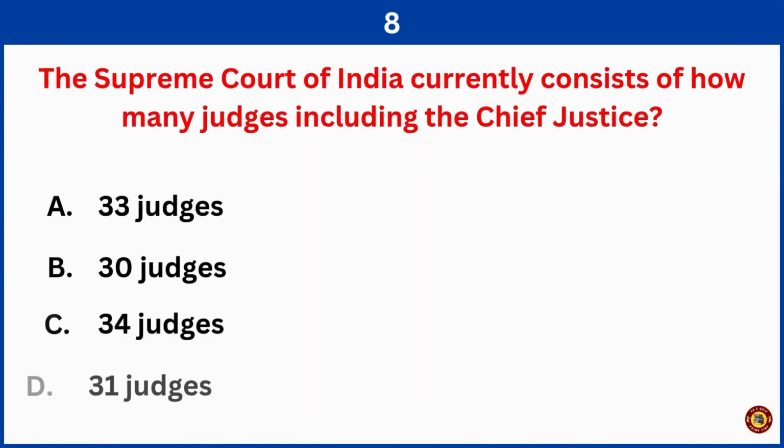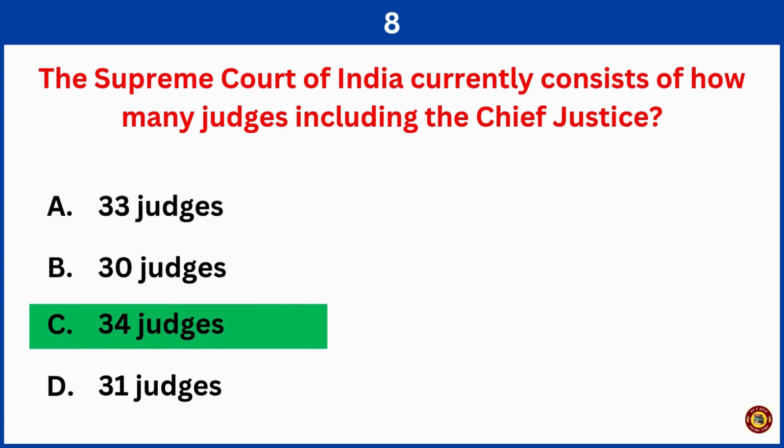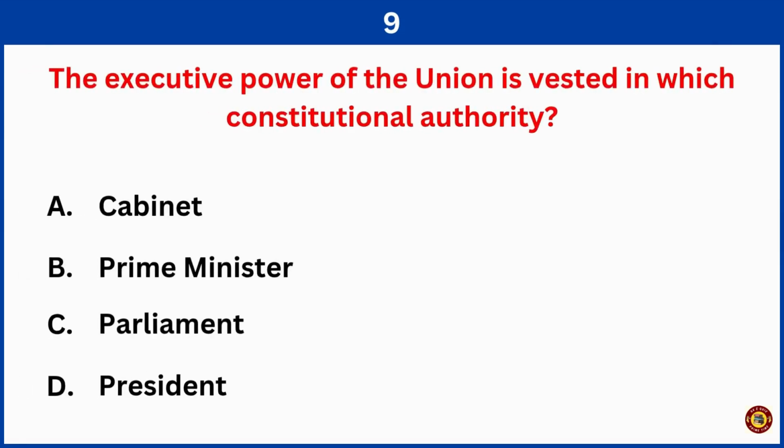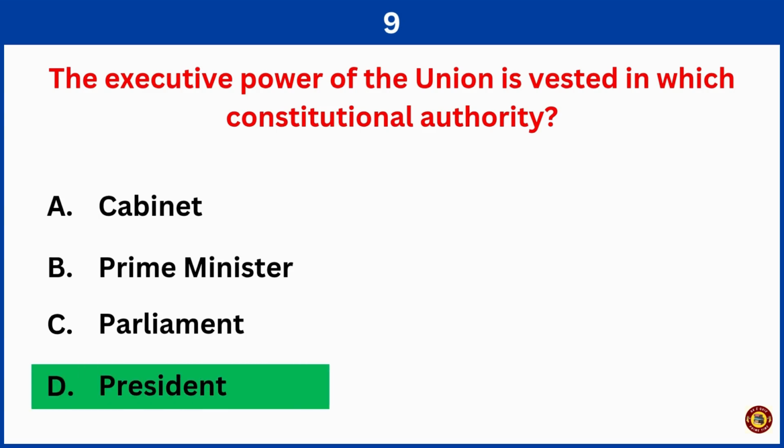The Supreme Court of India currently consists of how many judges, including the Chief Justice? Right answer is option C, 34 judges. The executive power of the Union is vested in which constitutional authority? Right answer is option D, the President.